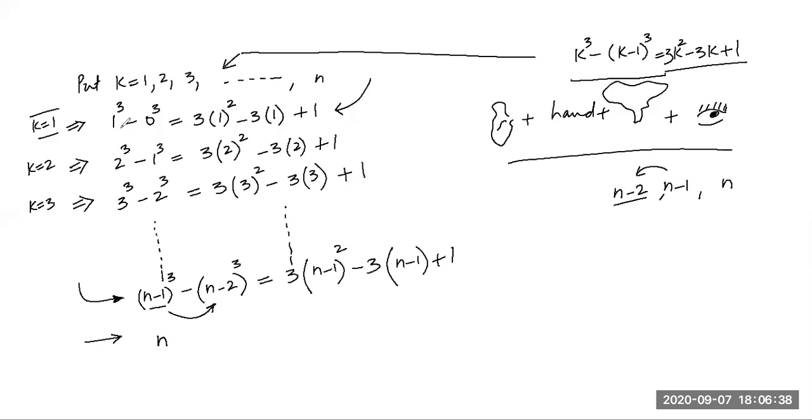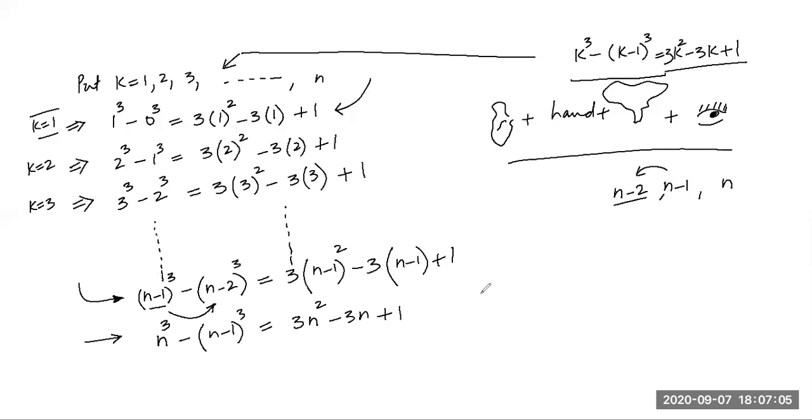You see, after 1, 2. After 2, 3. Then n minus 1. Last term will be n cube, minus, before this n minus 1 cube is equal to 3n square minus 3n plus 1. Beautiful. That's really great. Okay.